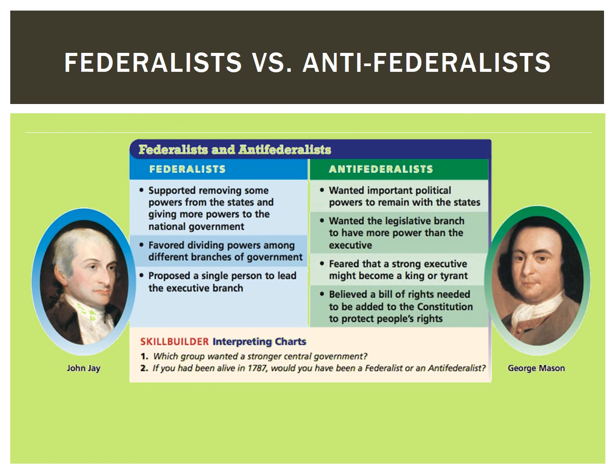They wanted important political powers to remain with the states. They thought the states had the right to govern themselves. They wanted the legislative branch to have more power than the executive. In other words, writing laws was more of an issue for them. They wanted people to be able to write laws, but the executive branch, they wanted them to be very weak. In other words, no president. They feared that a strong executive, like a president, might become a king or a tyrant. And remember, they just kicked a king out of the United States, so they were very anti-king, anti-major power.